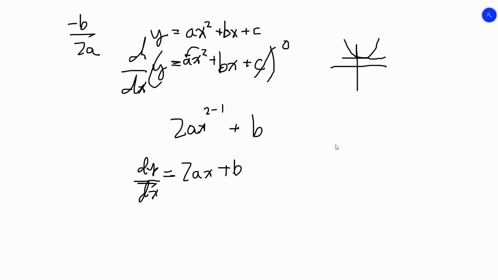So now that we understand that the slope at the vertex is always equal to 0, we can find the associated x value where that 0 slope is located, essentially where the vertex is located, by plugging in 0 for our derivative's output, or dy/dx. So let's go ahead and do that.